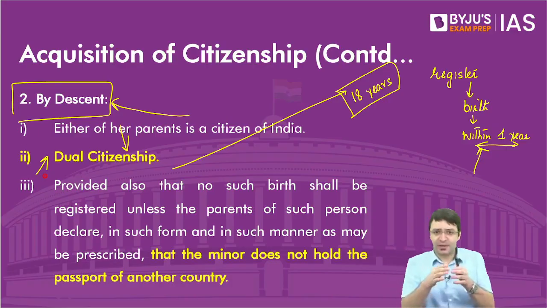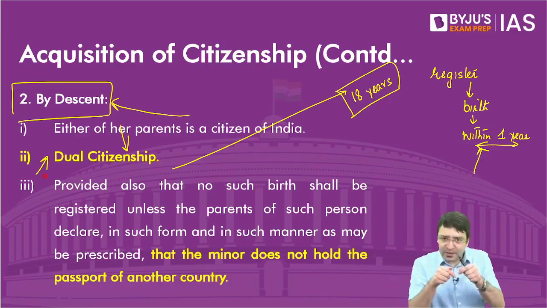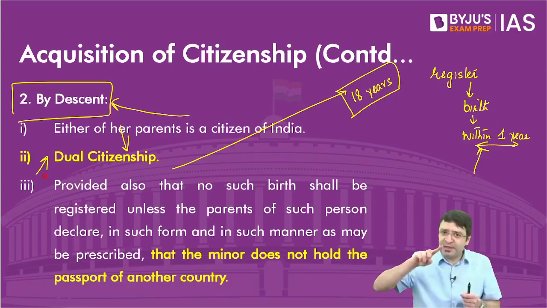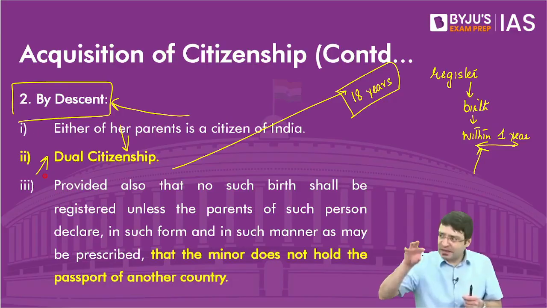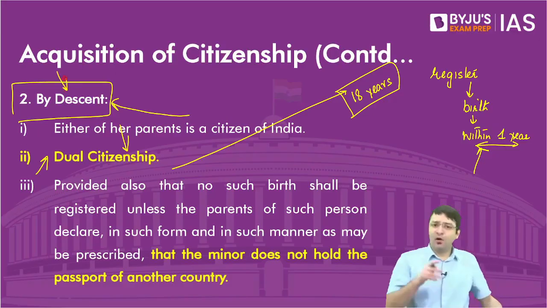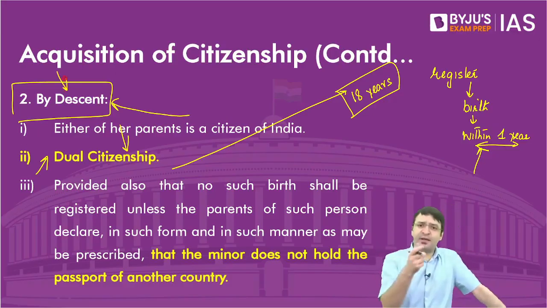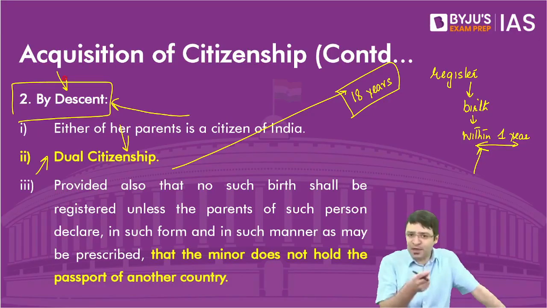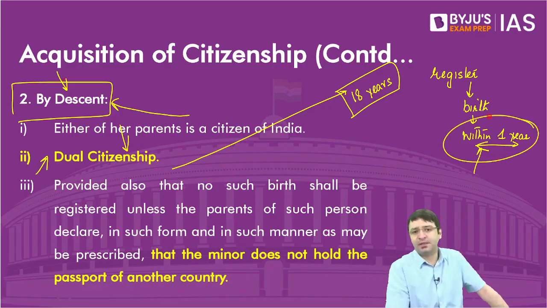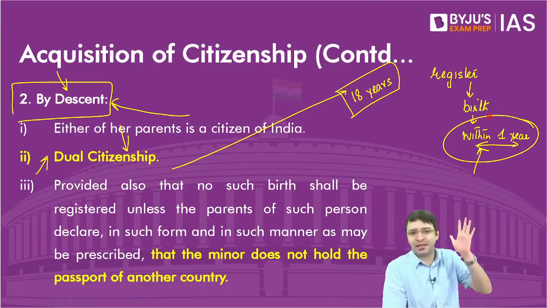By descent, you are born to an Indian but not on the soil of India, outside India. This child born to an Indian parent or Indian parents outside India can also become an Indian through descent. All the parents have to do, they have to register the birth of this child within 1 year of his or her birth. This child becomes an Indian citizen as well.